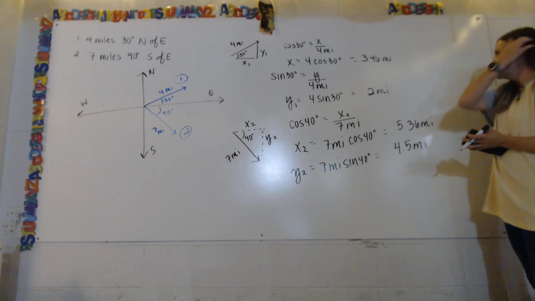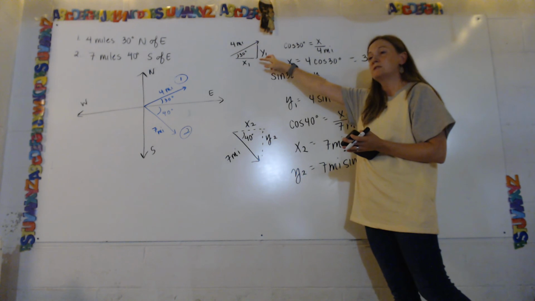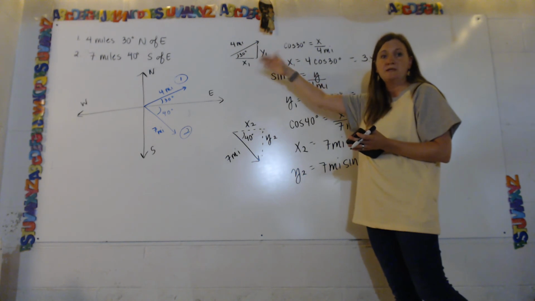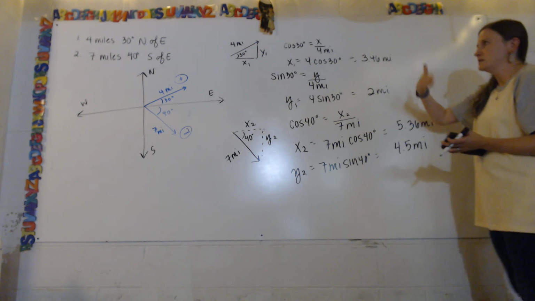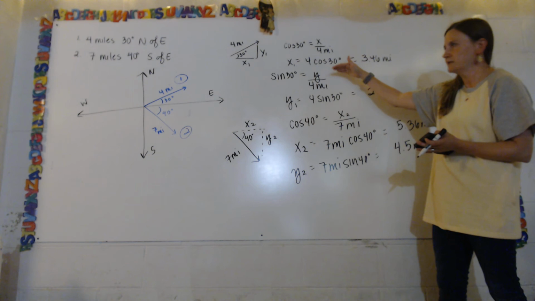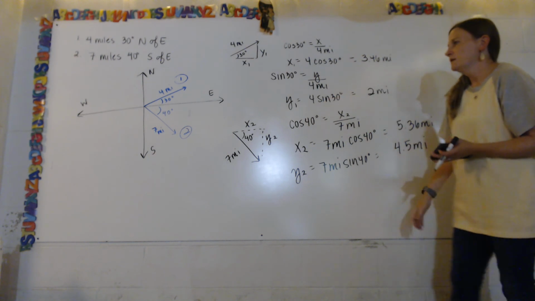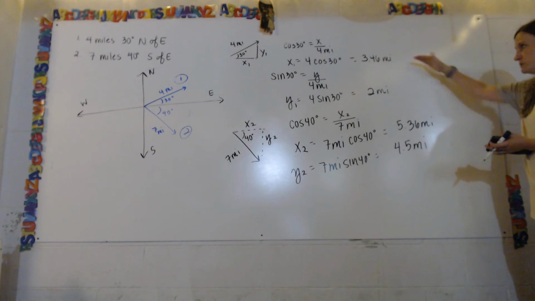You're just taking each vector that you have and breaking it up into its components. You're finding the horizontal piece and the vertical piece. You're just using right triangle trig to do that. Again, you see this pattern developing where I'm using cosine most of the time to find x, sine to find y.